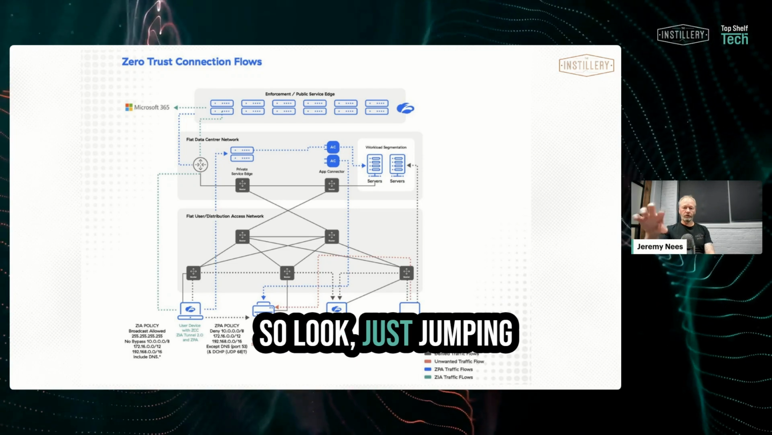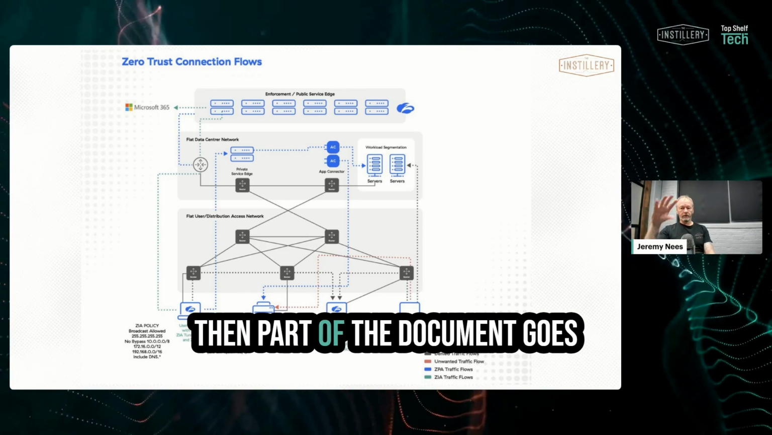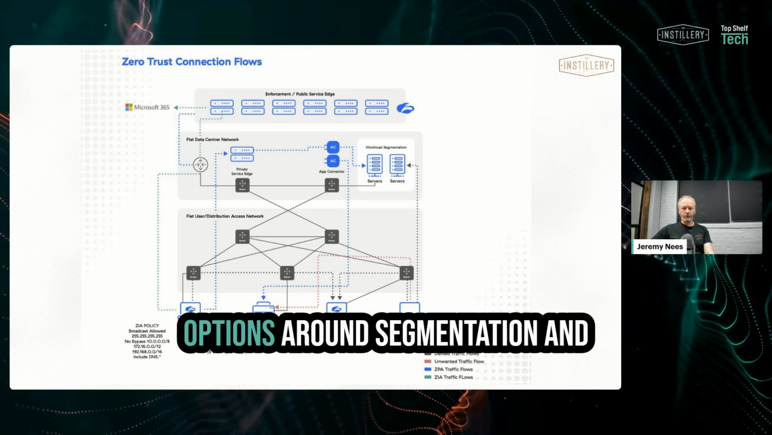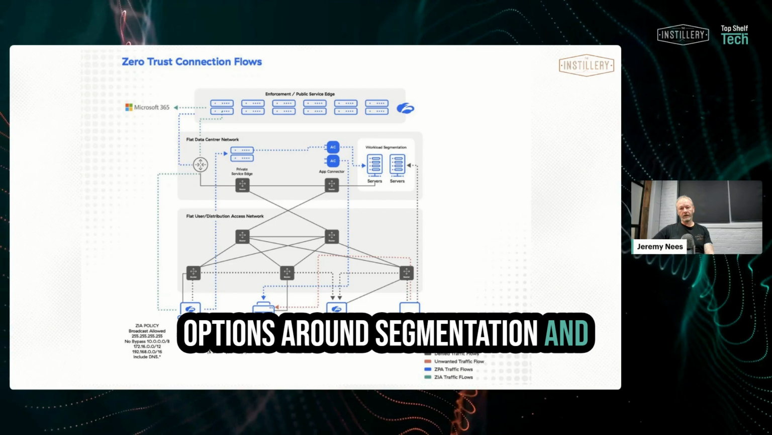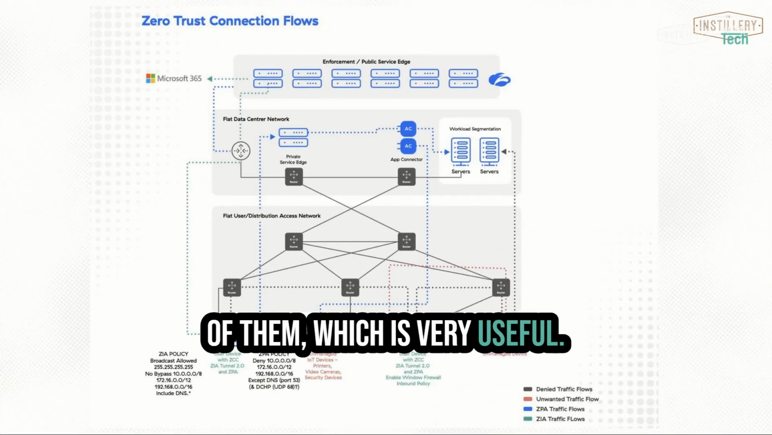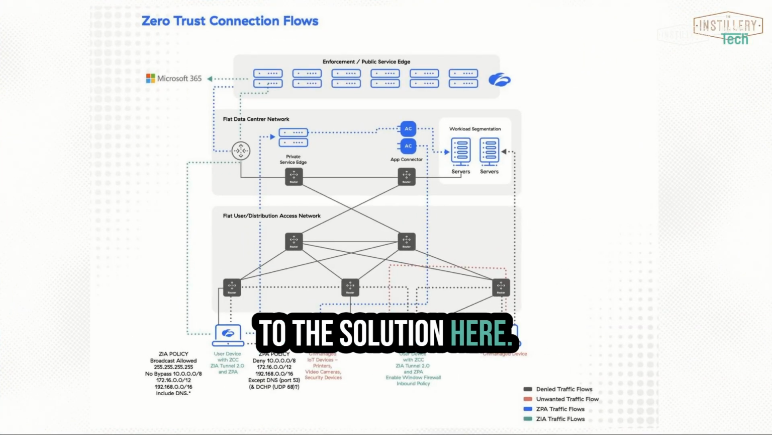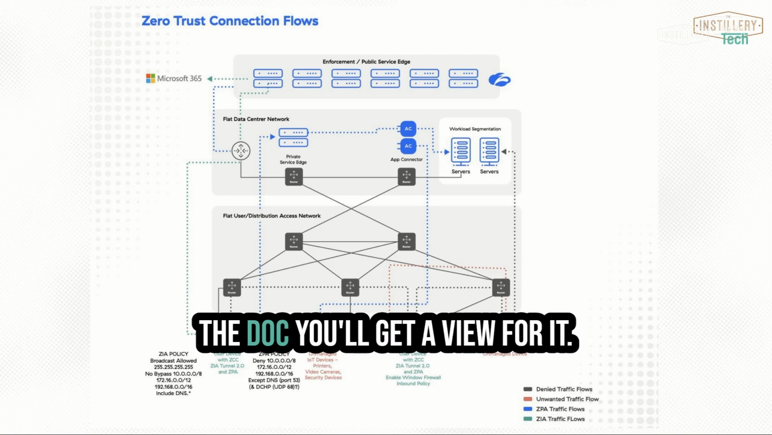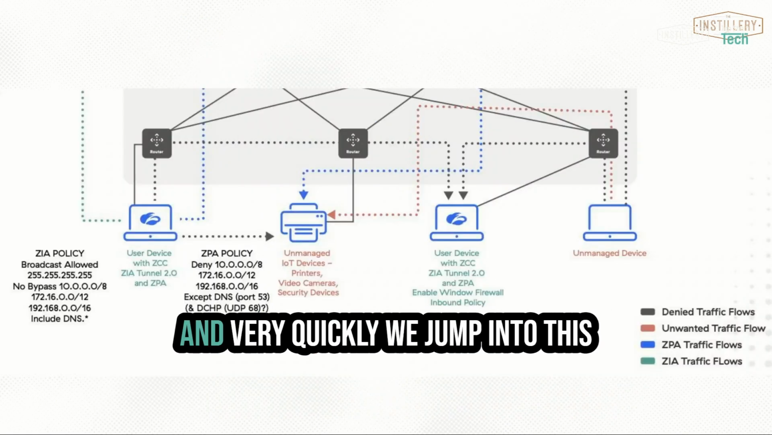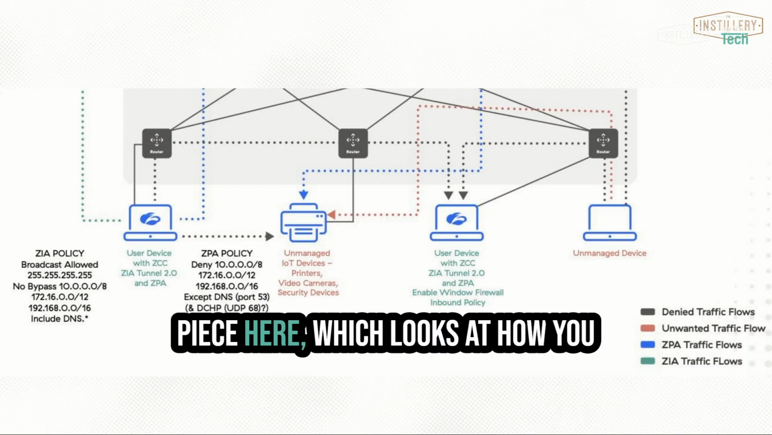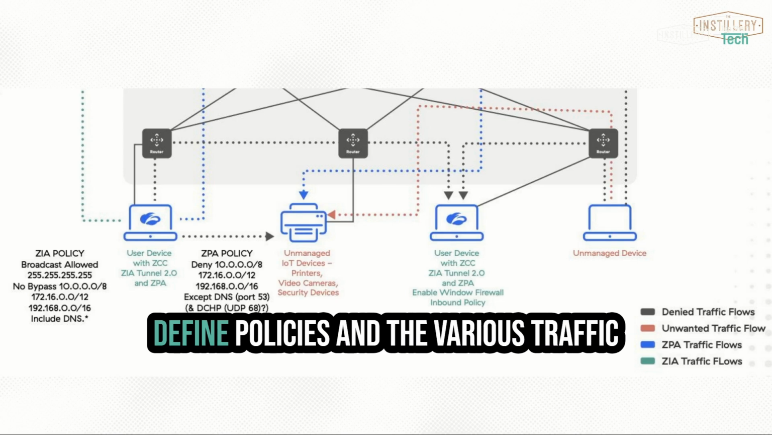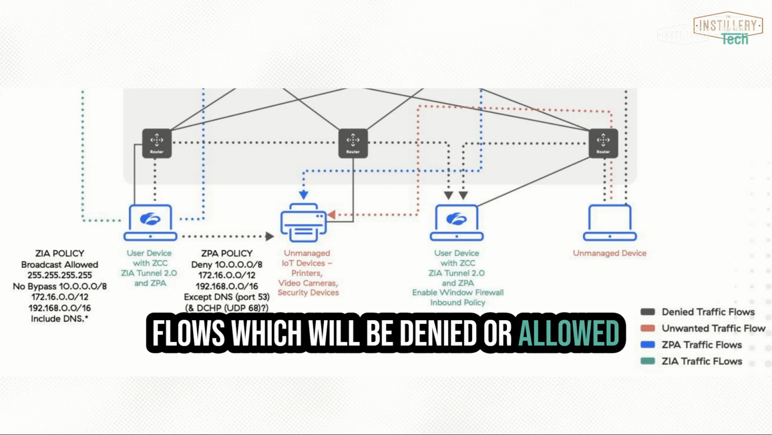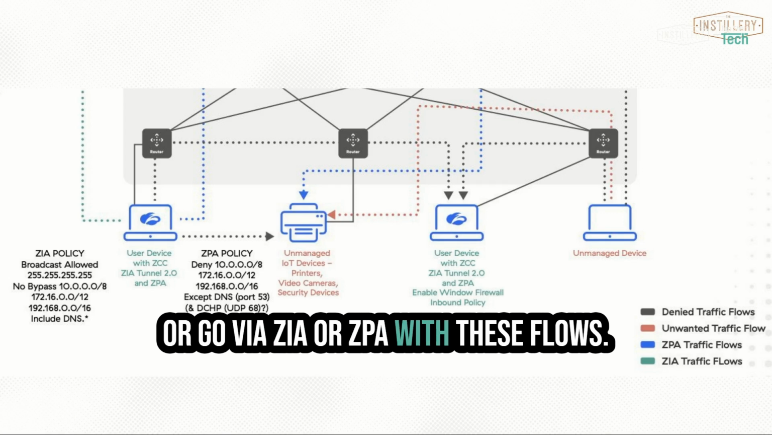So look, just jumping right into the detail then, part of the document goes through a number of different options around segmentation and talks about the pros and cons of them, which is very useful. And then it comes around to the solution here. Now, this, of course, is a little bit zoomed out, but if you go download the doc, you'll get a view for it. And really quickly, we jump into this piece here, which looks at how you define policies and the various traffic flows which will be denied or allowed or go by ZIA or ZPA with these flows.